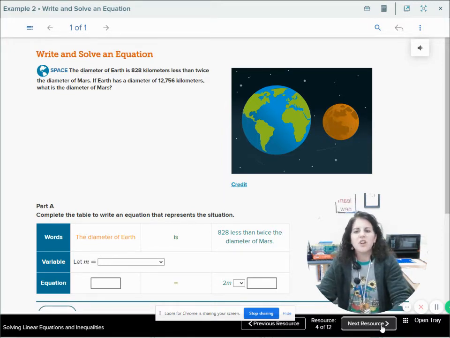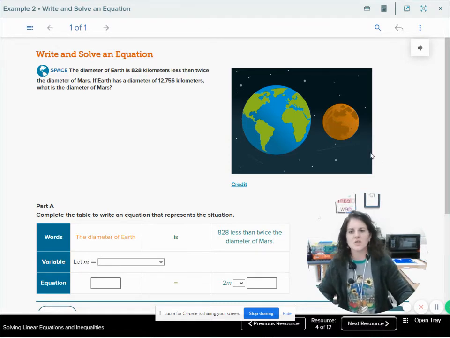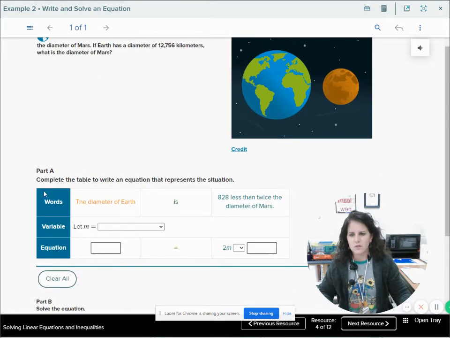Space. The diameter of the Earth is 828 kilometers less than twice the diameter of Mars. It's a little confusing. Earth is 828 less than twice the diameter of Mars. So we need to know what Mars's diameter is, times it by 2, then subtract 828 from that, and that will tell us Earth's diameter. Well, we already know Earth's diameter is 12,756 kilometers. So what is the diameter of Mars?